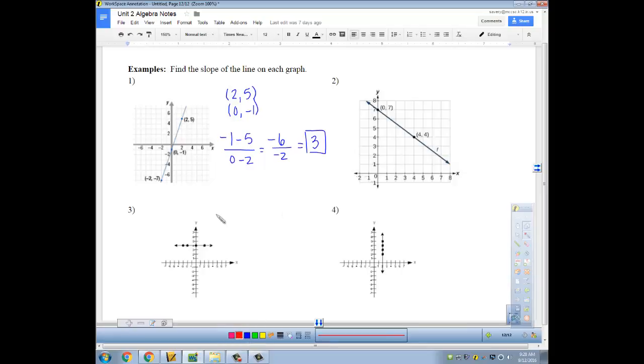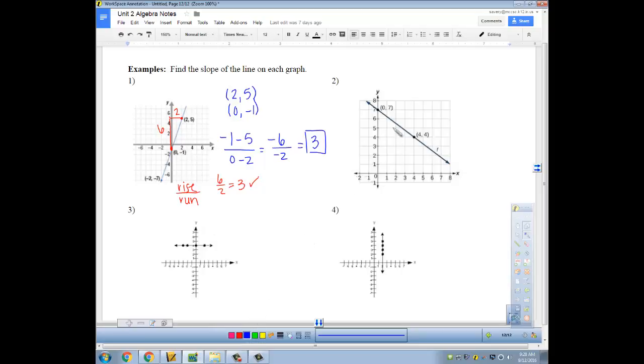But another way you can do this is start with any 2 points. So if I pick these 2 points again, go to the point on the left and figure out how many I rose. I rose 6, and then how many did I run? 2. So it's still 6 over 2, which is still 3. So that way was rise over run.